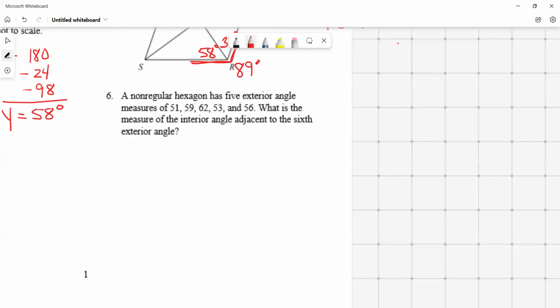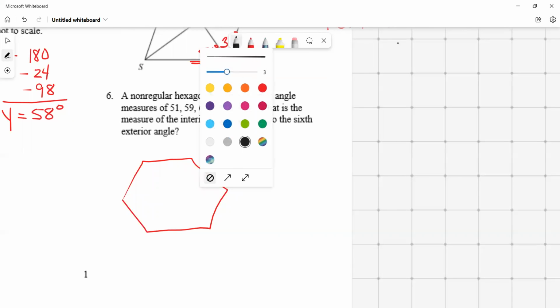All right, number 6. A non-regular hexagon has 5 exterior measures. What is the measure of the interior angle adjacent to the 6th exterior angle? If you take a non-regular hexagon, it would look like this. It's got 6 exterior angles, but you're only given 5 of them. So you have to find the measure of the 6th one. We're going to say that this is the 6th one, right here.